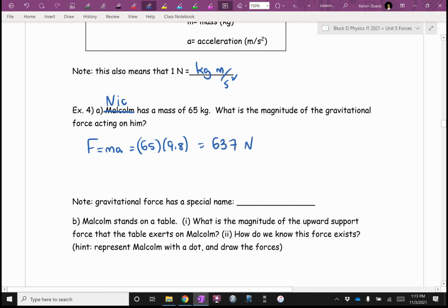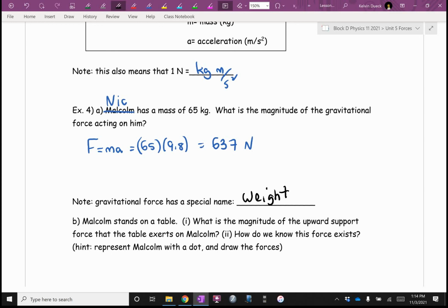This is important, and I'm going to be fussy on it. In fact, I'm going to do a whole lesson on it later on, but I'm going to start right now. Gravitational force has a special name, a synonym, for the force that's pulling you down to the earth: weight. Weight is not measured in kilograms. If you tell me an object has a weight in kilograms, I'll take marks off. Weight is measured in newtons.